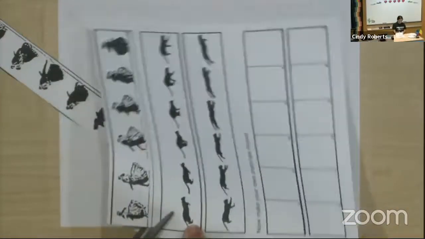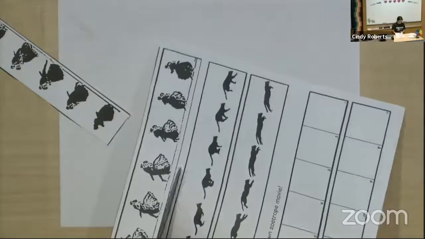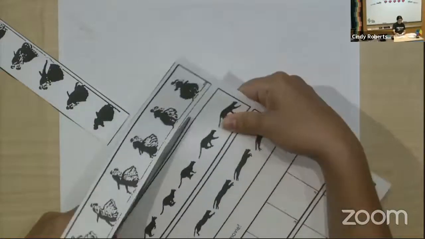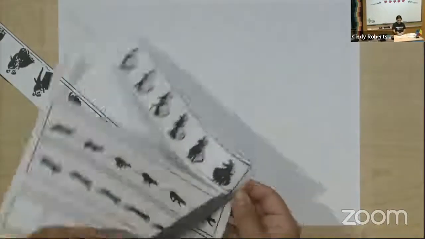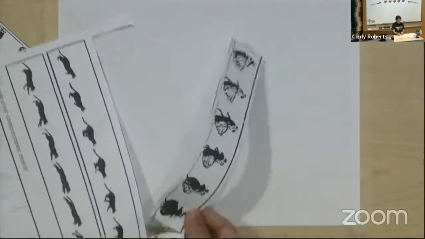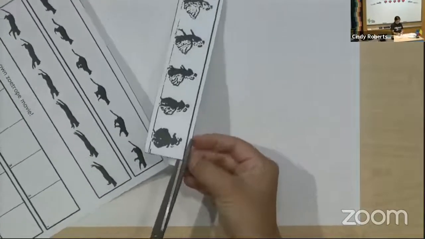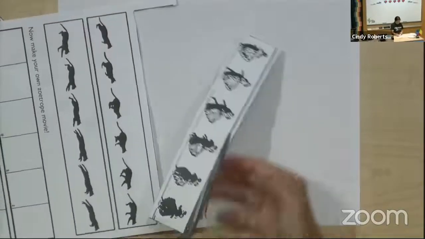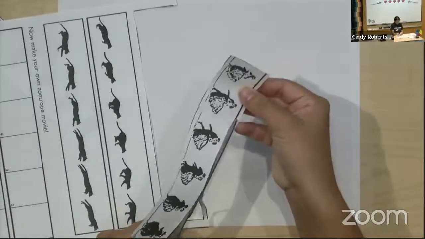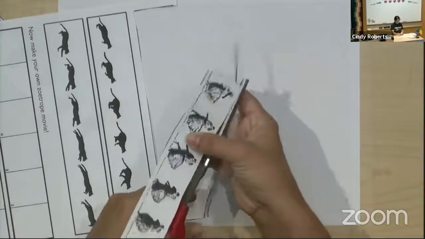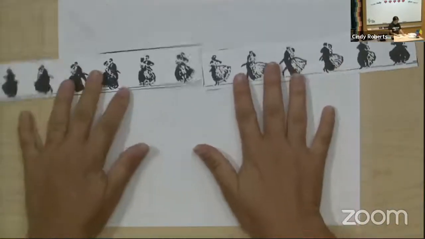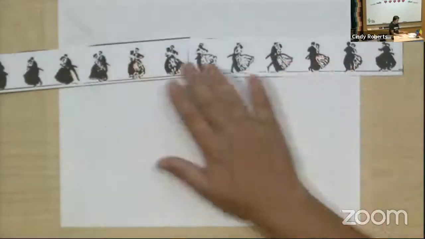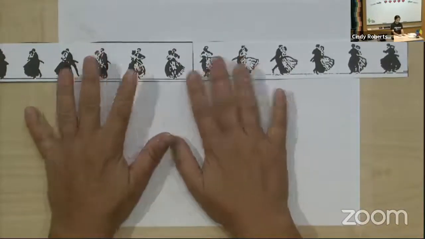I'm gonna keep cutting. Okay, so I got those 2 pictures cut out. You can see if it's this way, actually this one looks interchangeable. So for some of the different pictures, the order matters, so make sure you're paying attention to that.